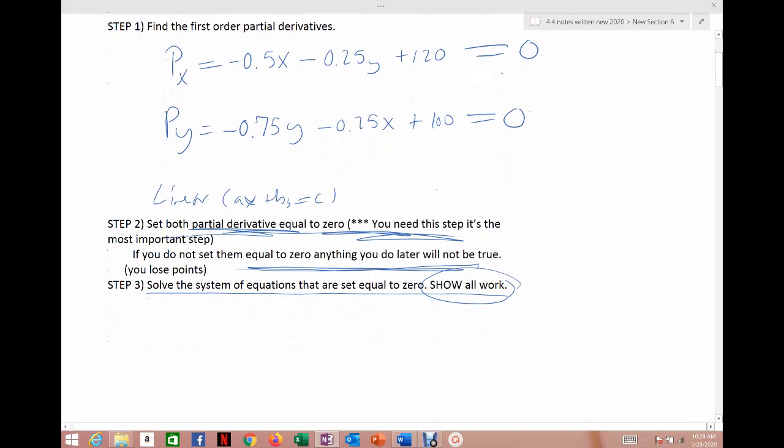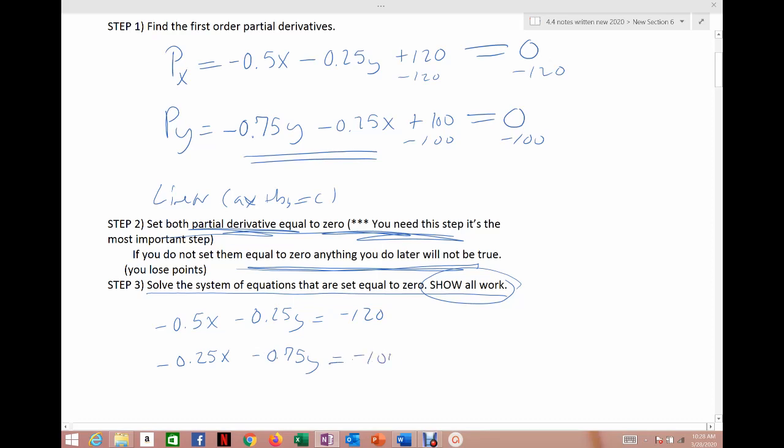So in the first equation, I've got to move that 120 to the other side, and then it's fine. Alright, so the first equation simplifies to negative 1/2 x minus 1/4 y equals negative 120. The second equation, I've got to move my 100 over. And then when I rewrite it, I'm going to write it in the right order. X first, then y, and then equal to my negative 100. So the x term first, which is negative 0.25x, then my y term, negative 0.75y, equals my negative 100.